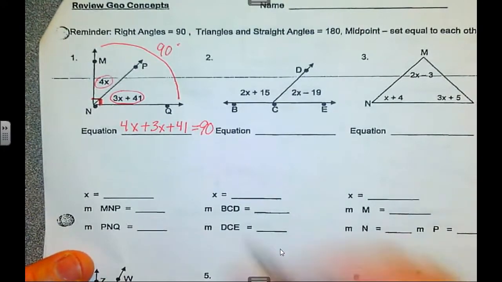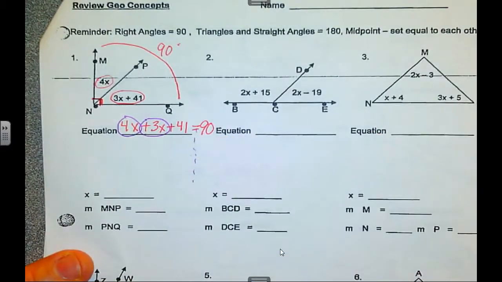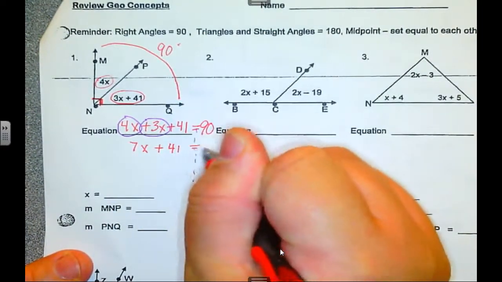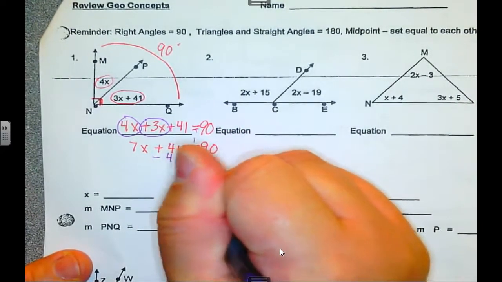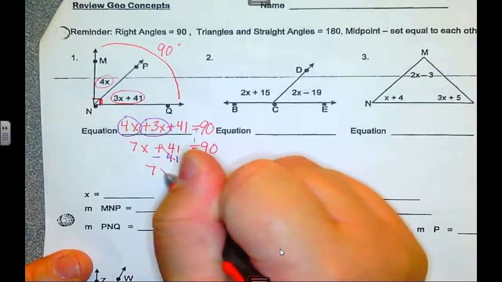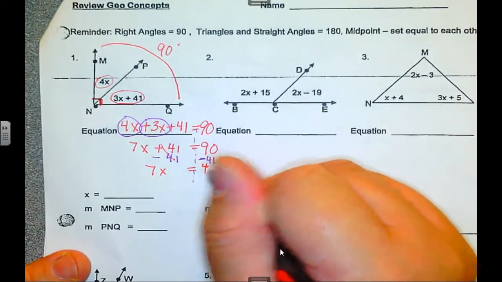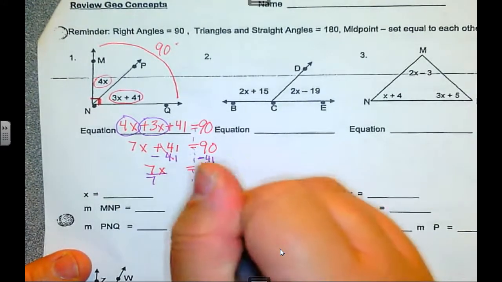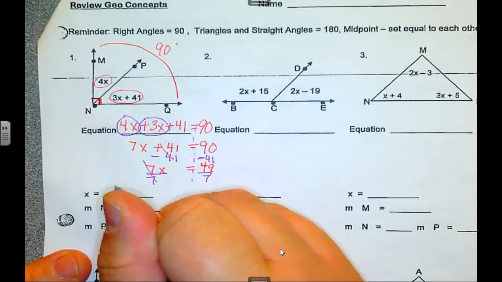Solve for x. Combine like terms on the same side of the equal sign. 7x plus 41 equals 90. Subtract 41 from both sides. I get 7x equals 49. Divide by the coefficient 7. So x equals what? Good.